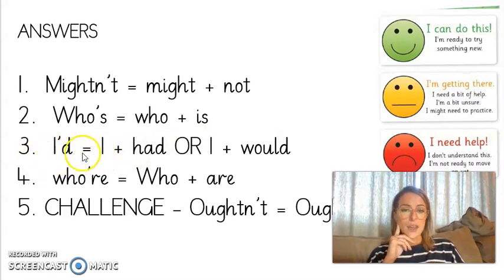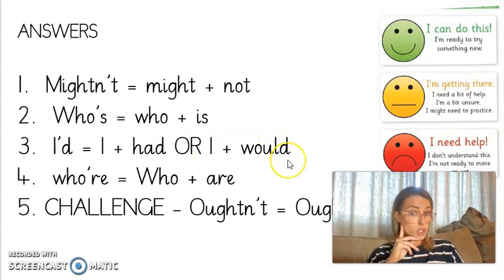Now, I'd, there were two possible answers here. You could say I'd, that would be I had. So you might say, I'd eaten 10 donuts before dinner. I had eaten 10 donuts before dinner. Or it could be I would. Okay, so you might say, I would buy a Ferrari if I won the lottery. Other supercars are available. I would buy a Ferrari, or I'd buy a Ferrari.